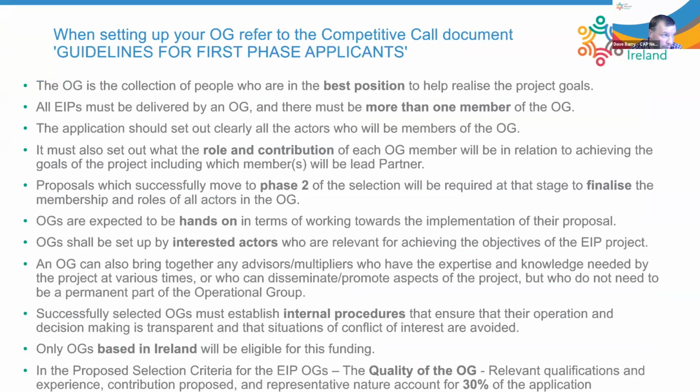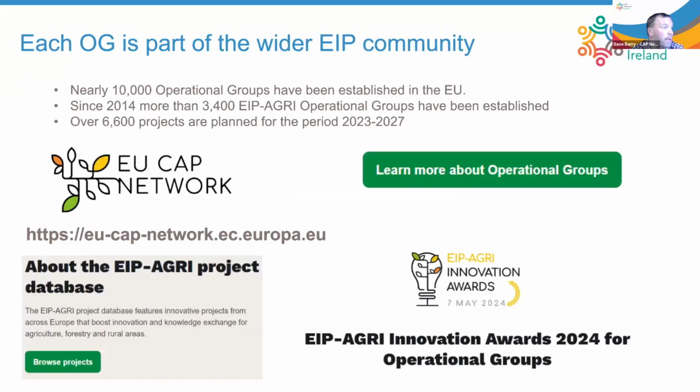I'm not going to read all of this. This is on the guidelines for first phase applicants, but you will see some of the key points if you continue to refer back to this while you're making your phase one application. There has to be more than one member. They must be based in Ireland. Each member has to have a real contribution to the operational group. And down at the end there, you'll see that 30% of the marks for the phase one application are on the quality of the operational group. That shows you the importance that's placed on it and the relevance of a good operational group.